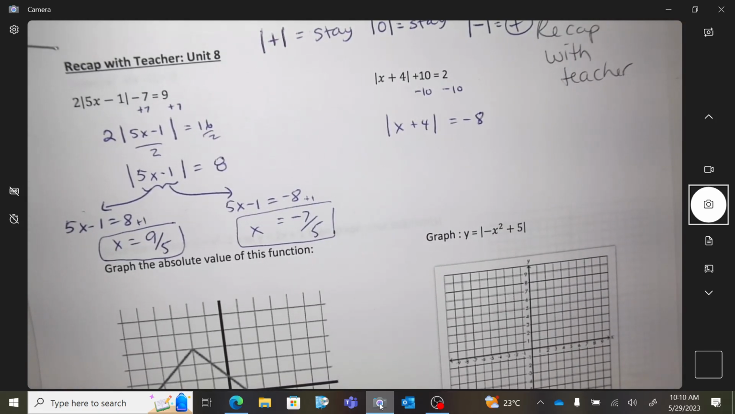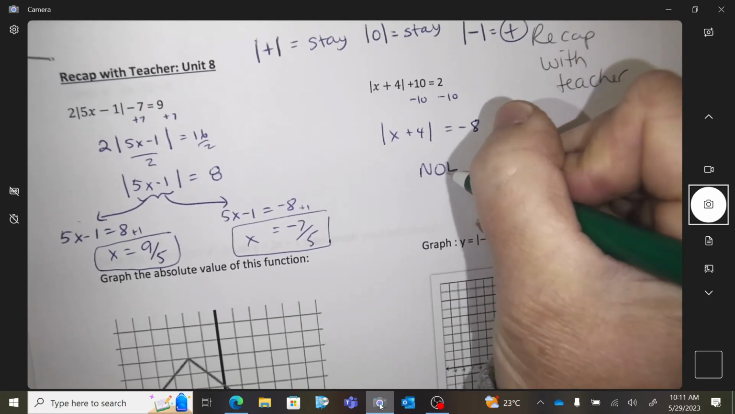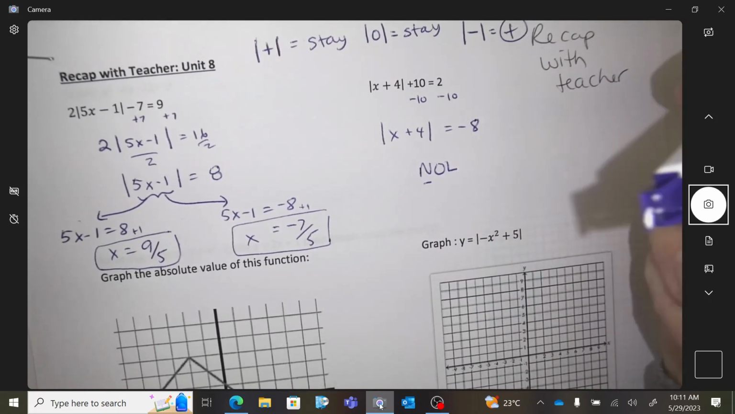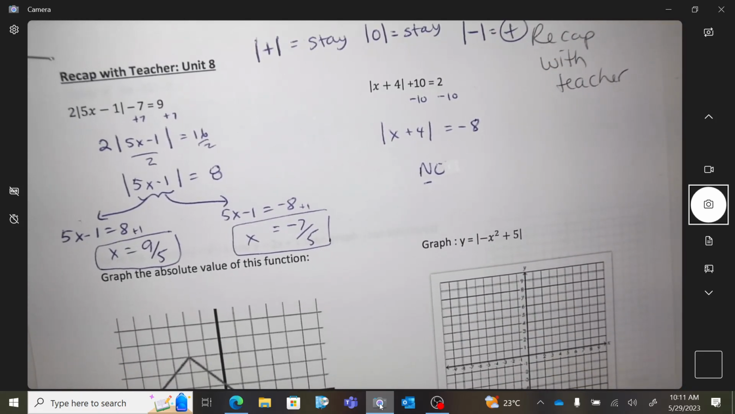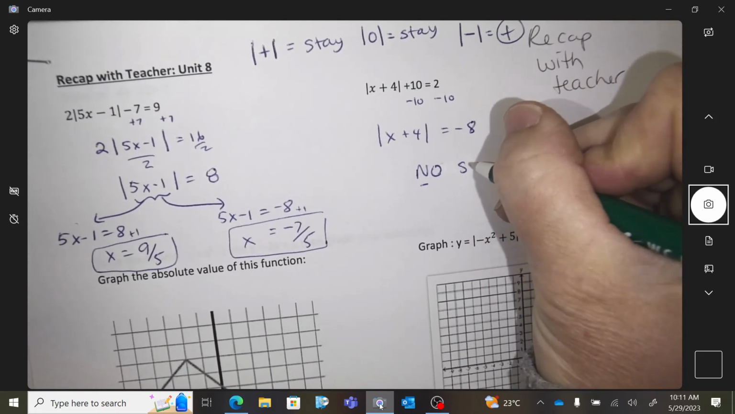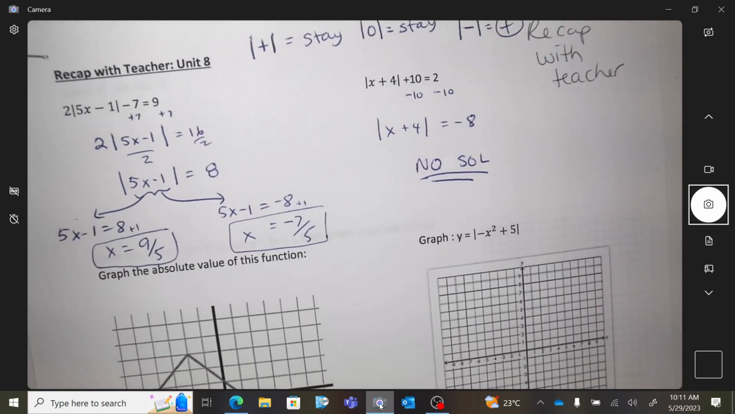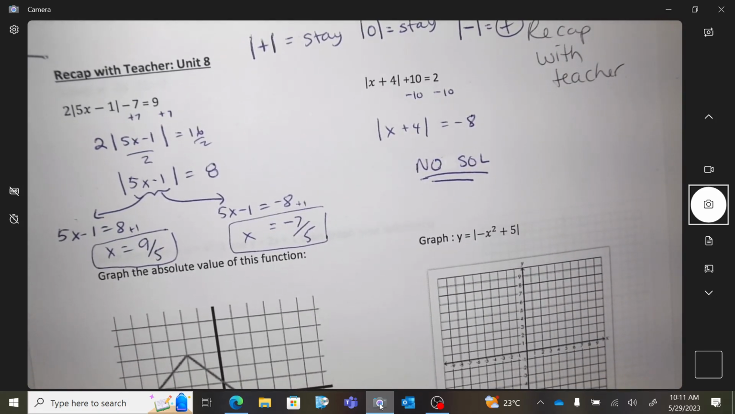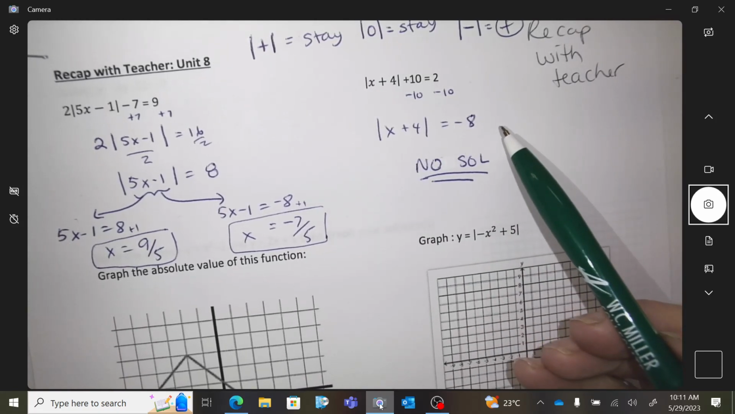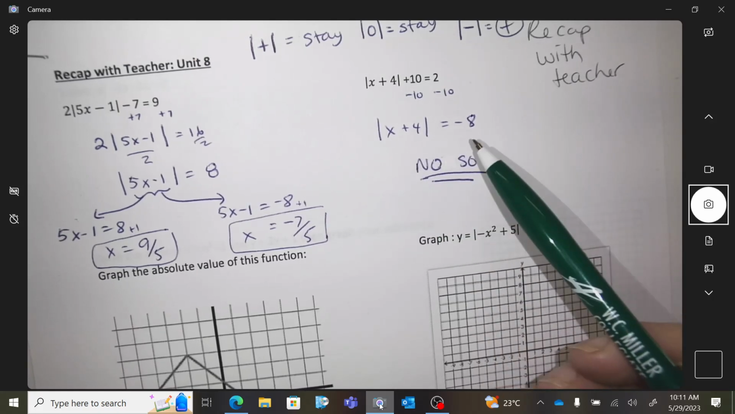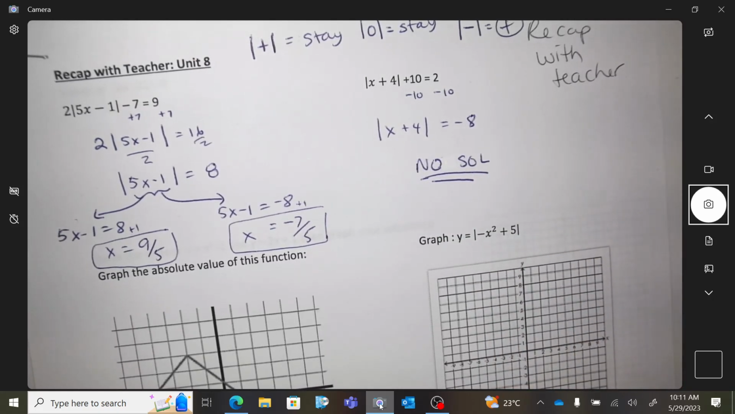Okay, what do we know about absolutes? Once you absolute something, can you ever get negative? No. Remember, absolutes are kind of thinking about distance. So could this distance ever be negative 8? No. Okay, and right, if I absolute 8, I get 8. If I absolute negative 8, I get 8. I'm never, ever, ever going to get the negative.